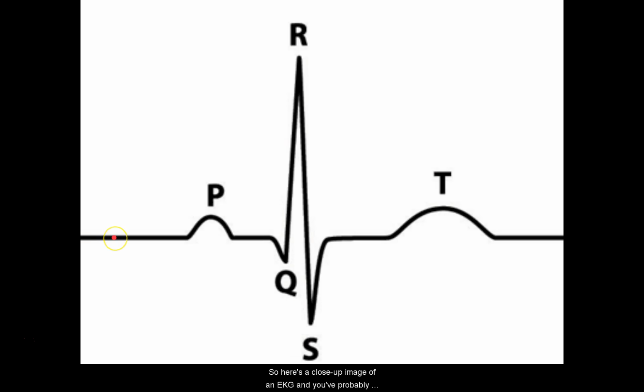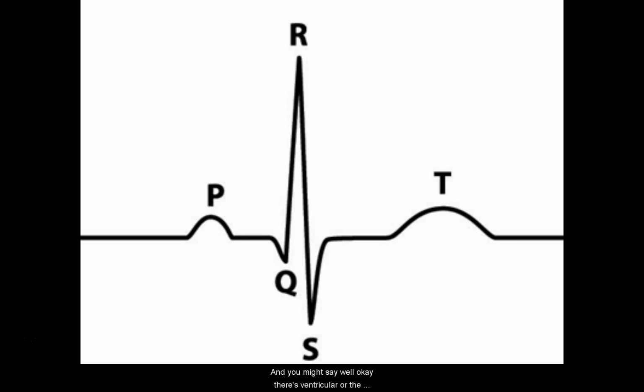So here's a close-up image of an EKG, and you've probably seen this many times on like a doctor show or something like that. But this P wave here represents the atria contracting and those AV valves, or atrioventricular valves, opening up. And then here you have this QRS complex, which represents the ventricles contracting and actually pumping blood out to the rest of the body. And then this T wave here is those ventricles relaxing, or repolarizing, however you want to think of it.